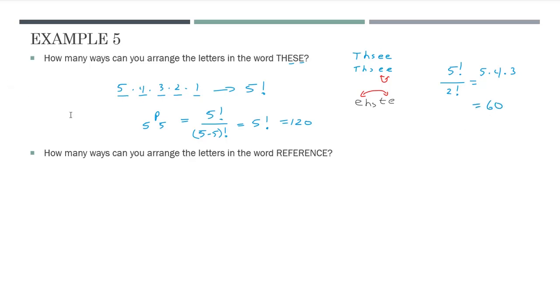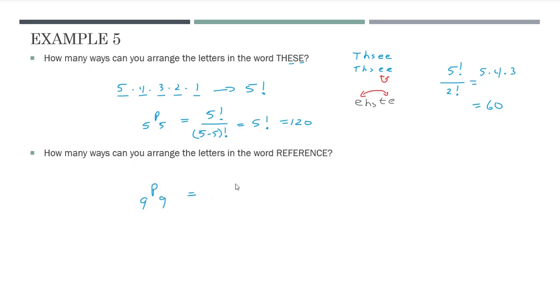Let's look at one more word. So this time we have REFERENCE. Again, rearrange the letters. So let's just count how many positions there are. There's 3, 4, 5, 6, 7, 8, 9. So I'm going to use our permutation. I don't want to have to write out all the letters again. So I've got 9 pick 9.